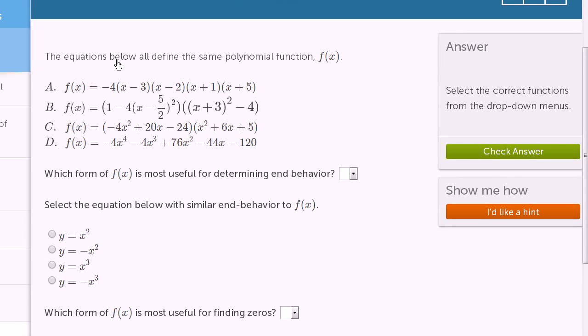The equations below all define the same polynomial function f of x. So they've just written f of x in different ways. Here they fully factored f of x out as negative 4 times x minus 3 times x minus 2 times x plus 1 times x plus 5.